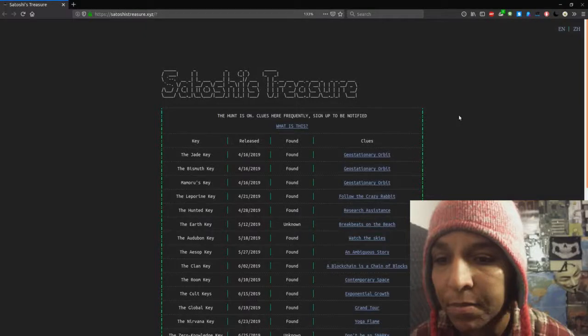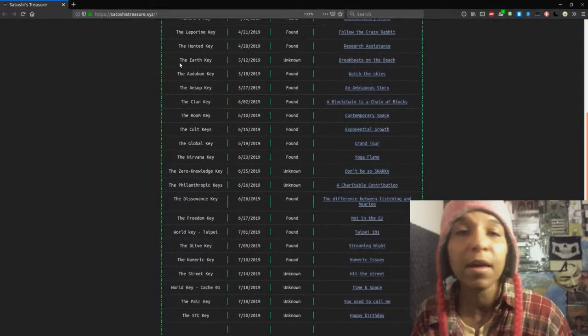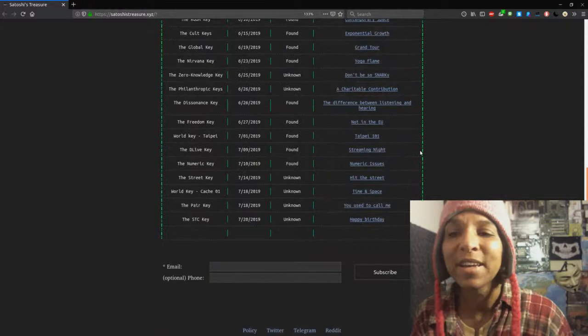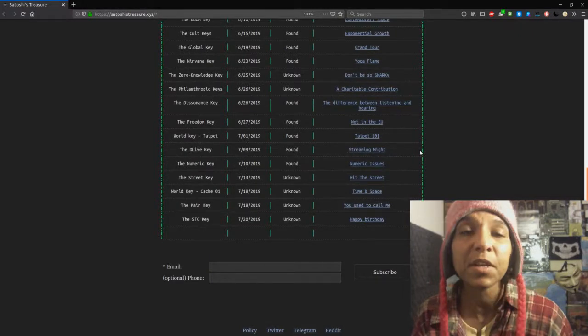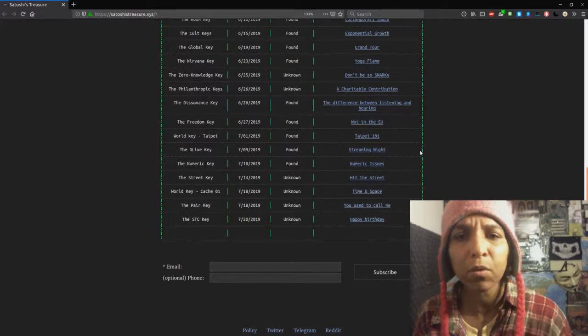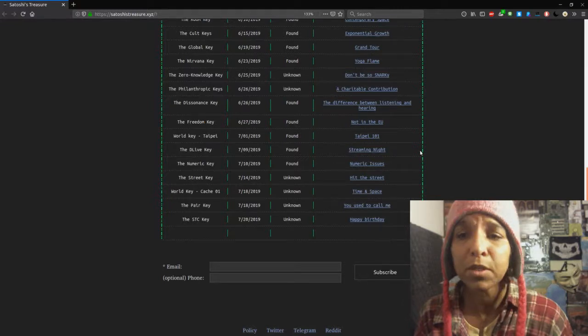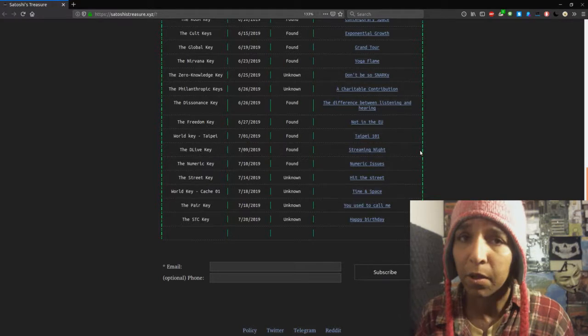Okay, so quick clue update. The Earth key right up there is still unfound. The Zero Knowledge key and the Philanthropic key are pretty much ending towards the end of this month, so there's about one more week on the Philanthropic key and one more week on the Zero Knowledge key. There hasn't been any announcement or any progress on the part of the people doing the contest for the Zero Knowledge key that any other keys have been distributed. So far, it's only been one out of three.